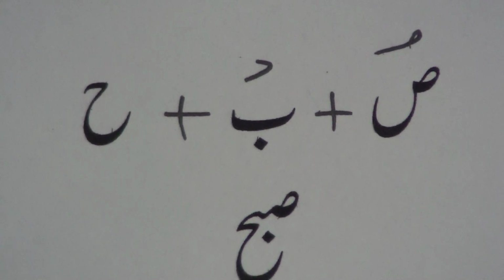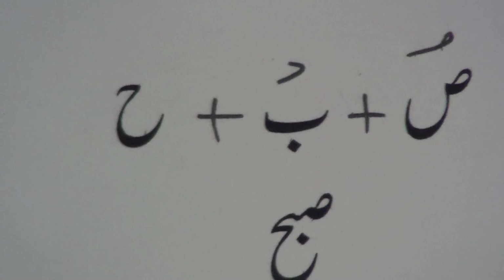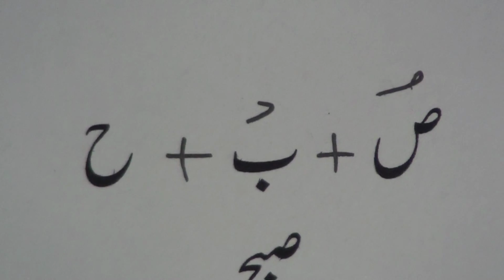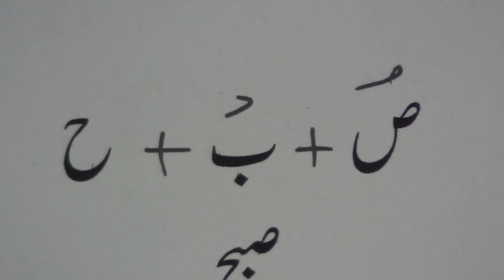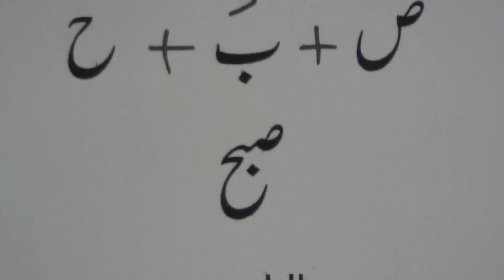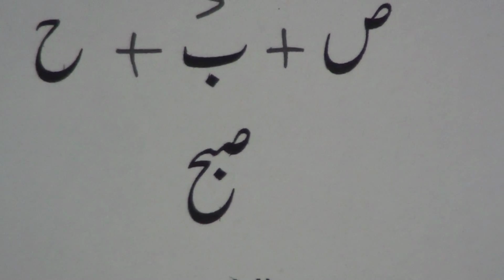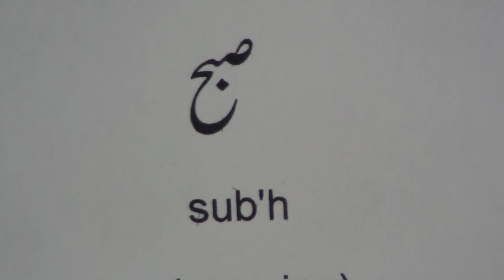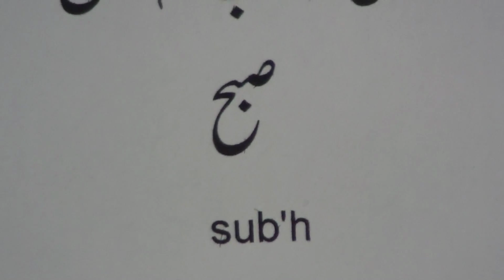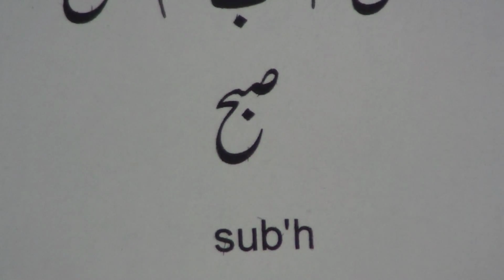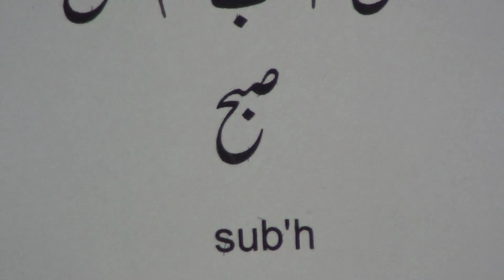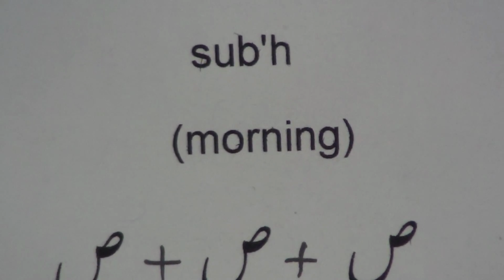Now we take some words with Swad. Subh: Swad pesh su, and jazam over be, and hey. When all these three letters are joined, it looks like this. Subh. Swad, be, and hey: Subh. Subh means morning.